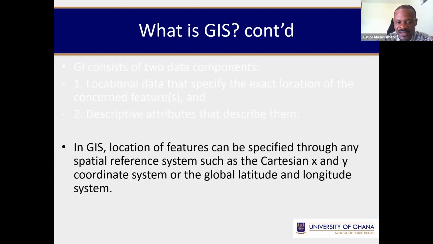And then in the GIS, the location of features can be specified through any spatial reference system. You and I know about the Cartesian plane, which is the X and Y coordinate system, or the global latitude and longitude system, which is also called the global positioning system. We'll be looking at each of these. These are the two main ways of representing your spatial data, either through the Cartesian X and Y coordinate system, or the global positioning system through latitude and longitude.